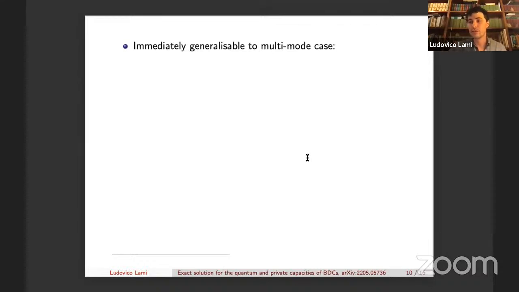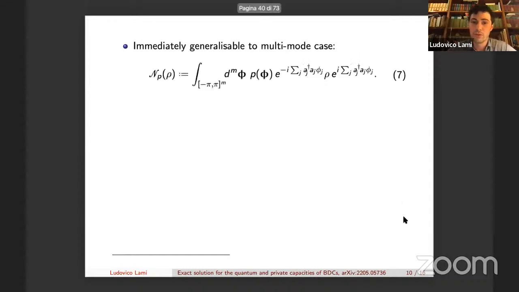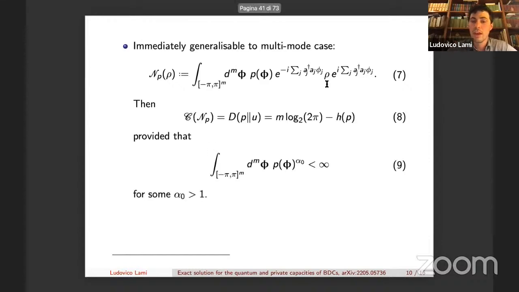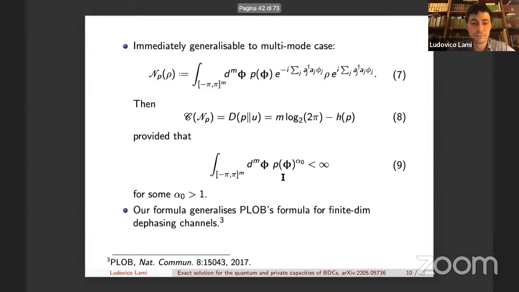And it's also very easily generalizable to the multimode case. I won't delve into this multimode case anymore because the proof is really analogous, but I want to show you the formulas. So, this is the general channel. You have possibly correlated phases across many modes. And then you get basically the same formula, still the relative entropy distance between P and the uniform probability distribution, which now takes this form. And again, you have some finite Renyi entropy regularity condition.